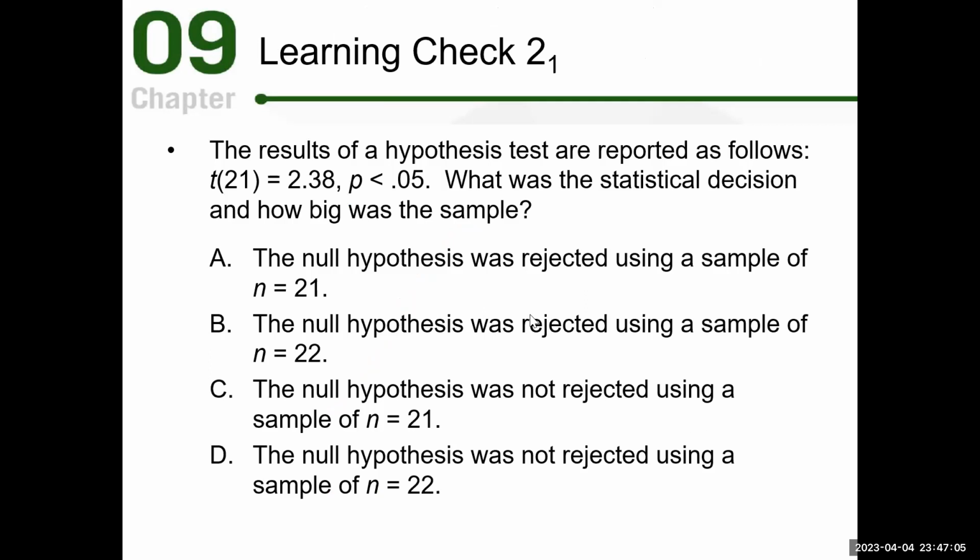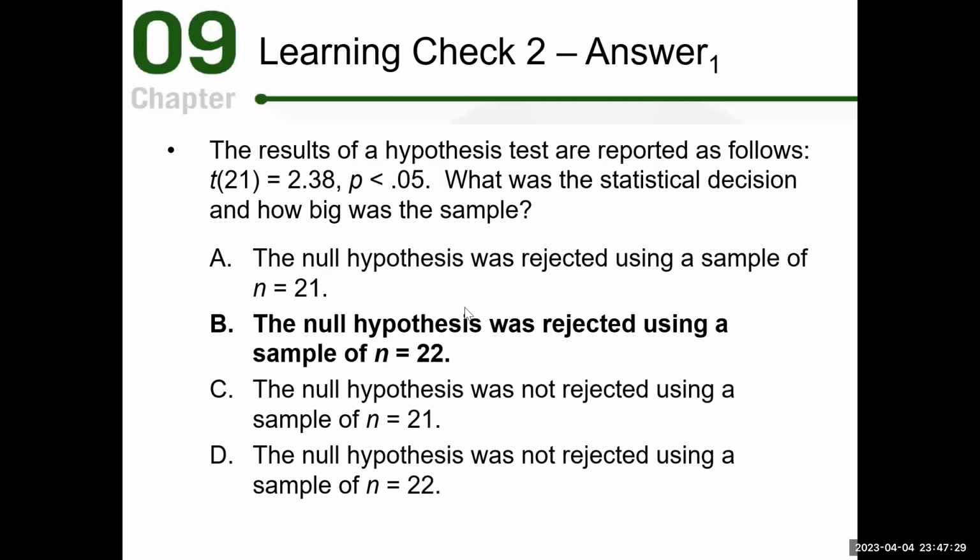Here's just a learning check. The results of the hypothesis test are reported as follows: t(21) equals 2.38, p is less than 0.05. What was the statistical decision and how big was the sample? If you read through them, you would select B. The null hypothesis is rejected because p is less than 0.05, and the sample n equals 22, because 21 is the degree of freedom. The degree of freedom is in parentheses, so the actual number will be 22.